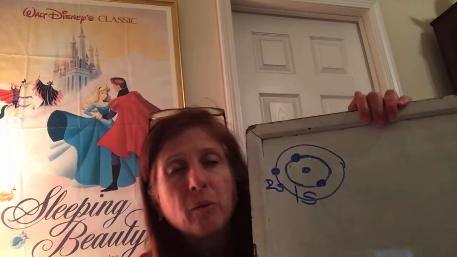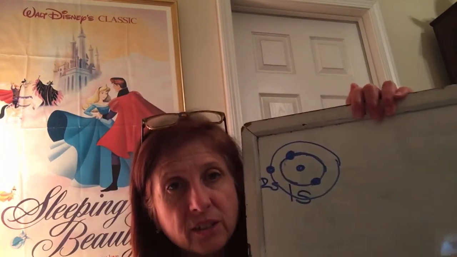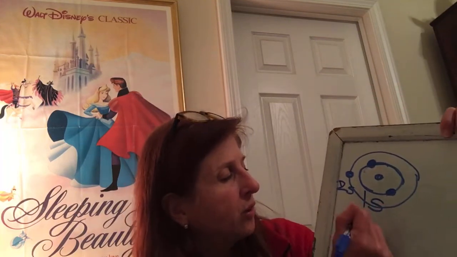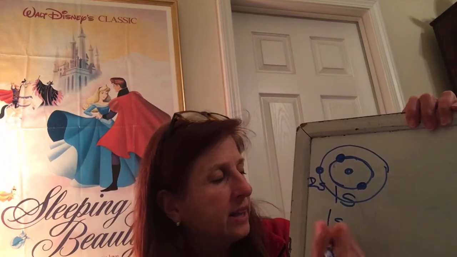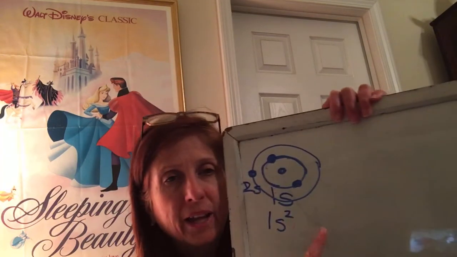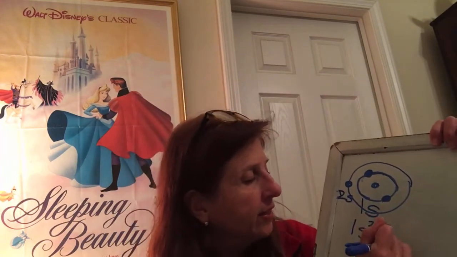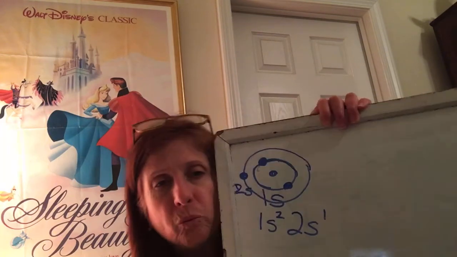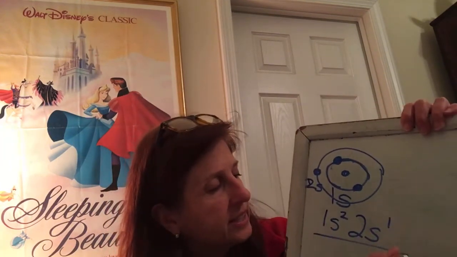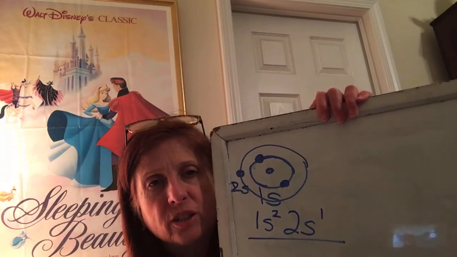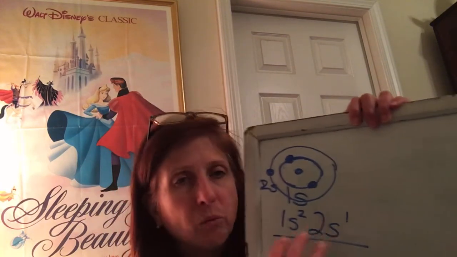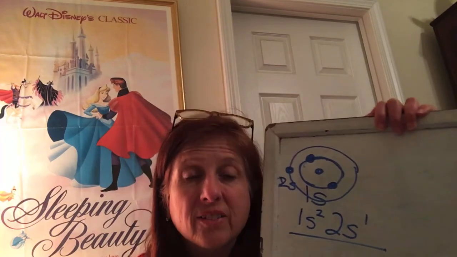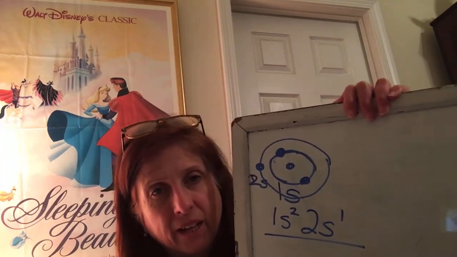So if we were going to write what's called the electron configuration for lithium, we would write that in the 1s room, it has 2 electrons, so we put a little 2 up there. And in the 2s room, it has 1 electron. So this is the electron configuration for lithium. It tells us where the electrons live for that particular atom.